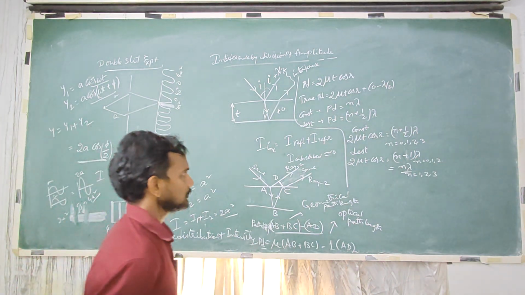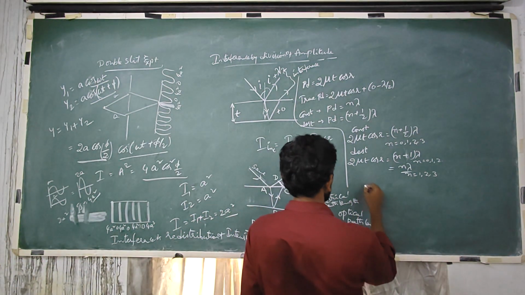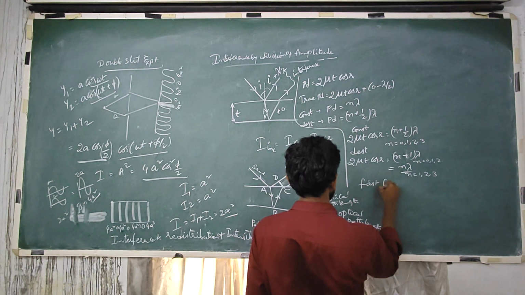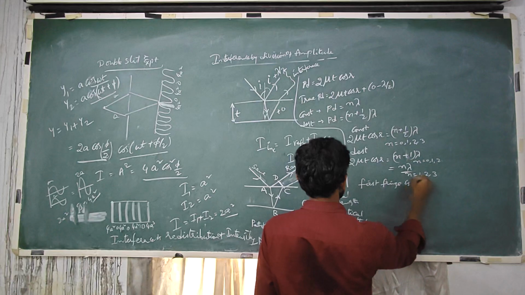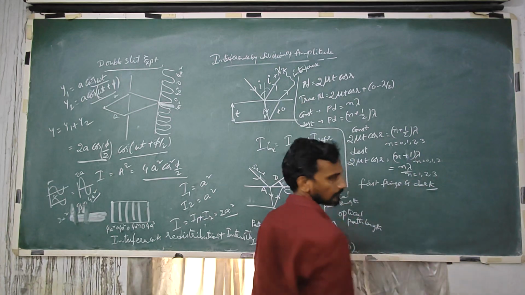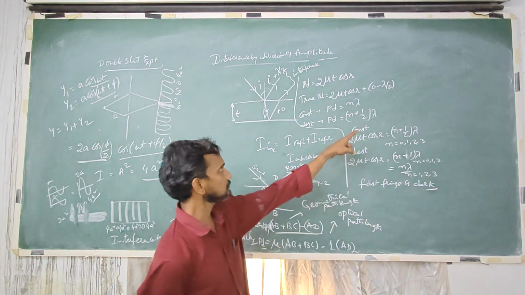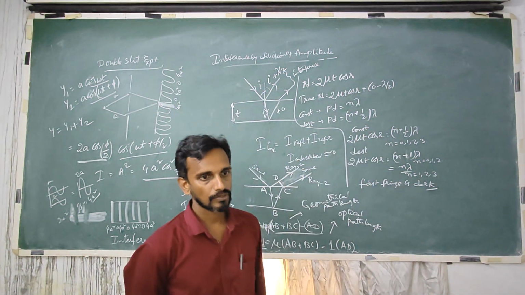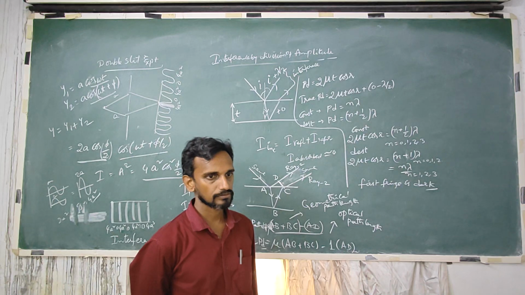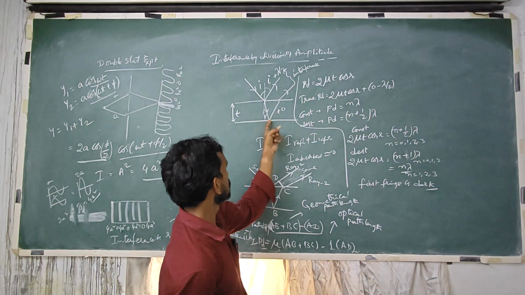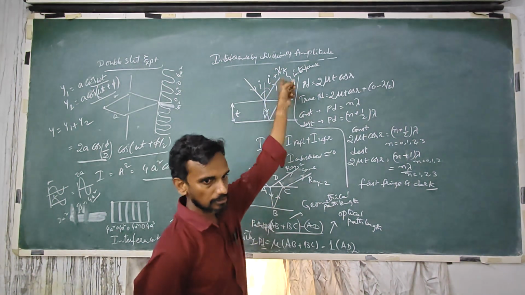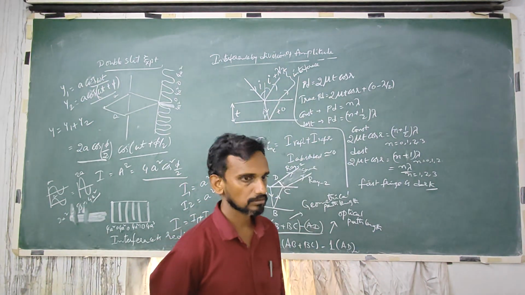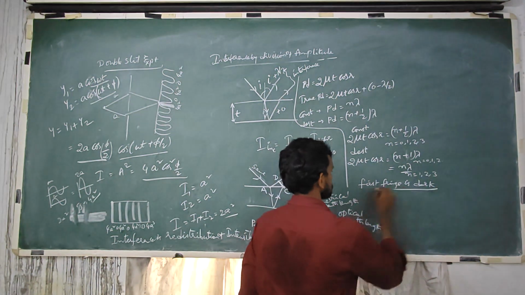So the basic condition is that the first fringe is dark because of this additional lambda by 2. You get destructive interference. One wave has a 0 path difference, the other has an additional lambda by 2. So the first fringe is dark.